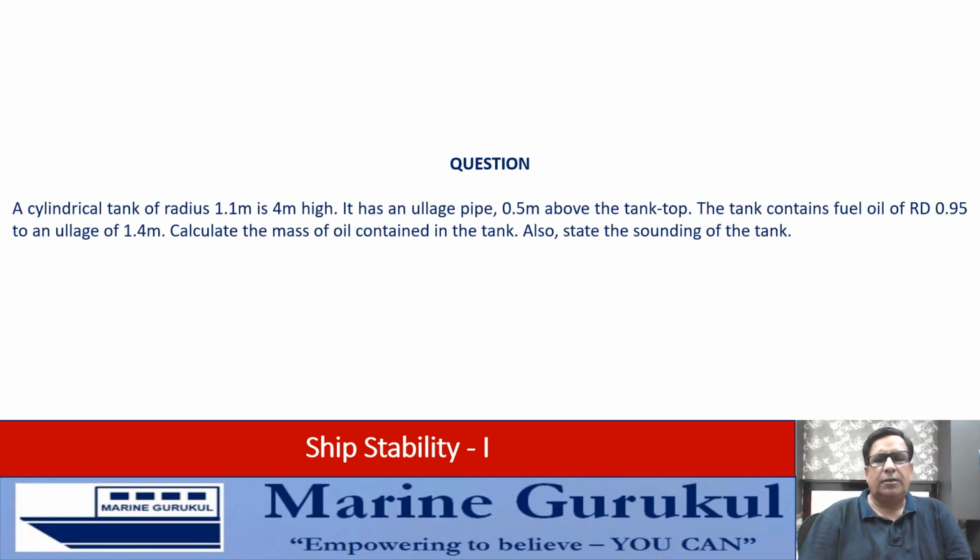Let's take a numerical to better understand what we have just discussed. A cylindrical tank of radius 1.1 meter is 4 meters high. It has an ullage pipe of height 0.5 meters above the tank top. The tank contains fuel oil of RD 0.95 to an ullage of 1.4 meters. Calculate the mass of the oil contained in the tank. Also state the sounding of the tank.